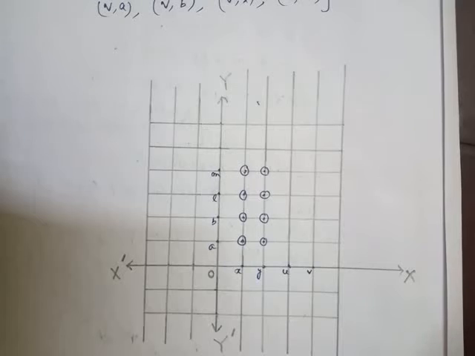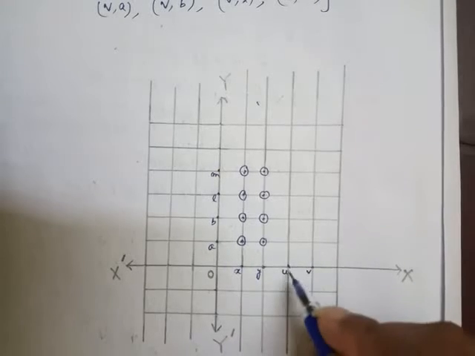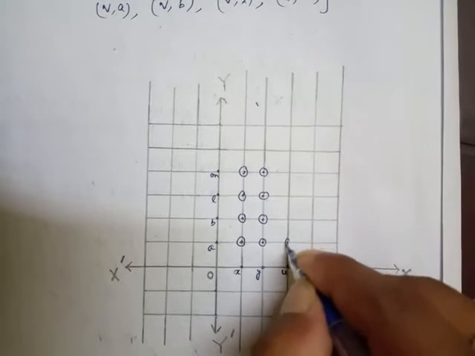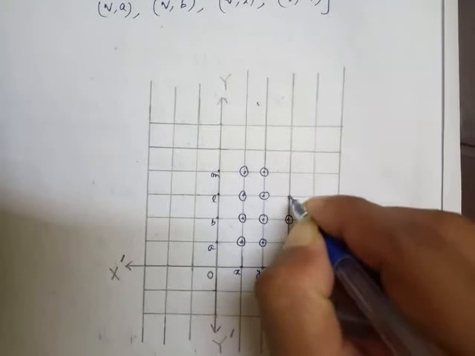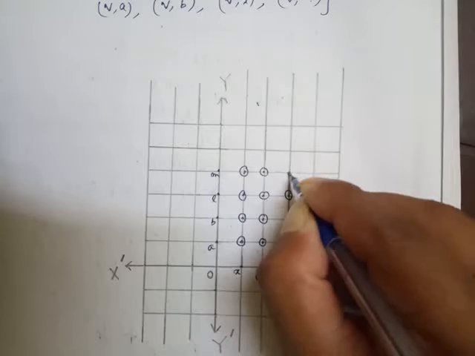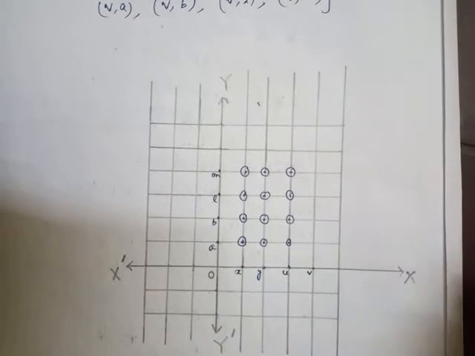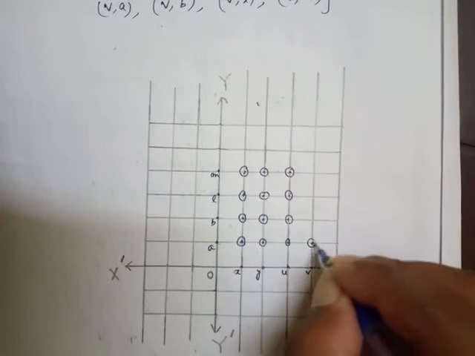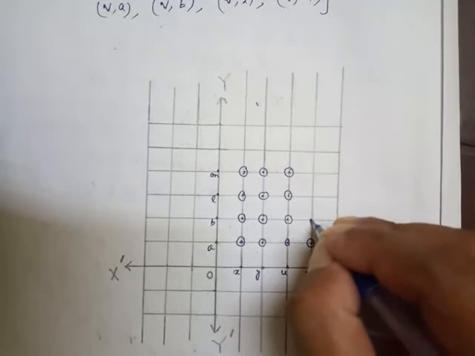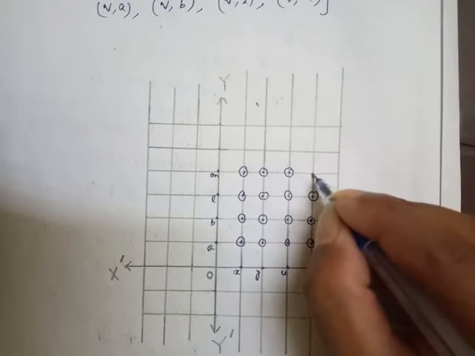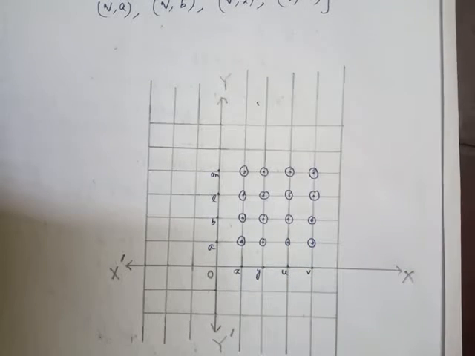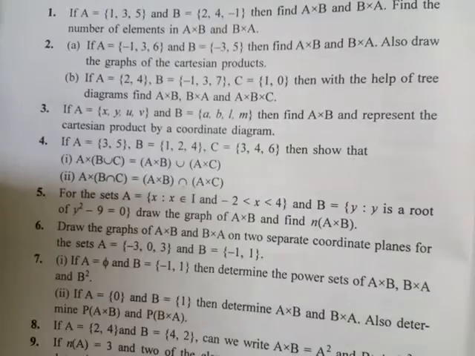Next would be UA, it is U and A. UA would be here, then UB there, now UL would be here, and UM would be here, and the last one would be VA. VA would be here, then VB here, then VL here, and VM would be here. This is our ultimate answer, plotting the coordinates of A product B.